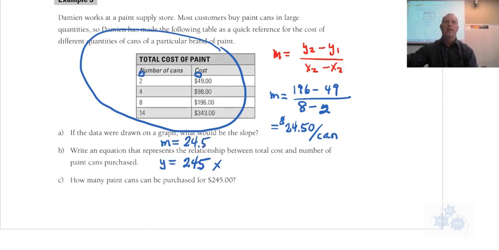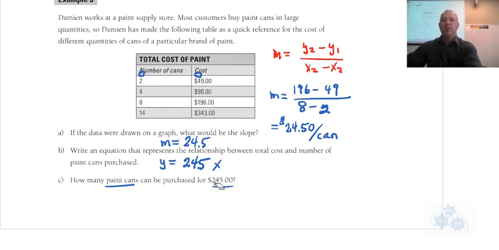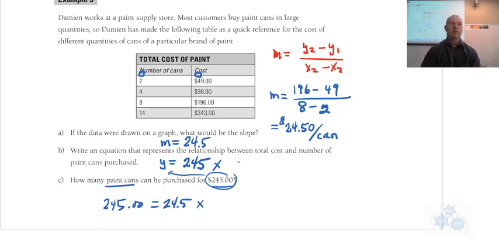Okay. All right. So how many paint cans can be purchased for $245? So remember, paint cans is X. Paint cans is on the left side here. So 245 is actually what? It's the cost. It's Y. So this is what you do. 245 goes in for Y. So I have $245 equals 24.5 times X. And now you have to solve for X.